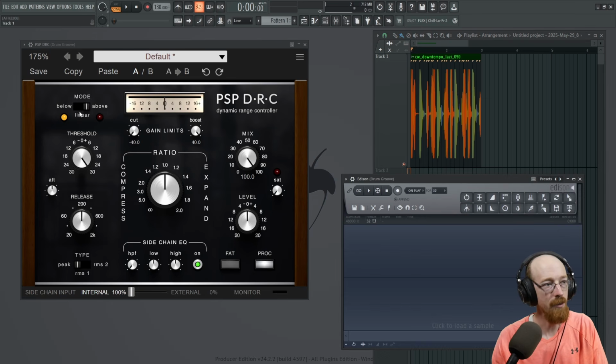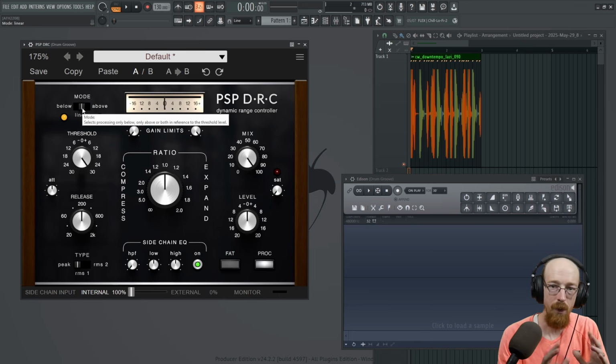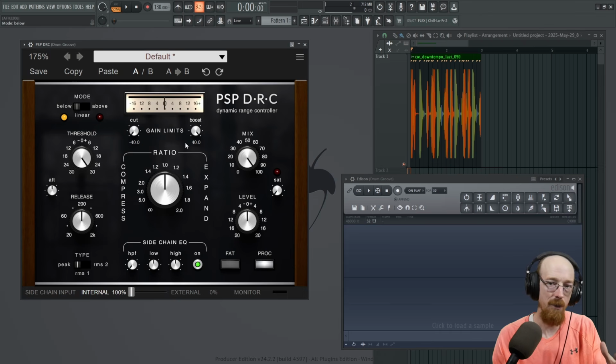So there are 2 modes here. There's below mode, above mode, and there is a third mode, a linear mode, which can actually do both. I think of it as like a tilt style deal. Let's take a look here first at below mode. So below mode allows us to do things like upwards compression and downwards expansion. So what the heck are compression and expansion?